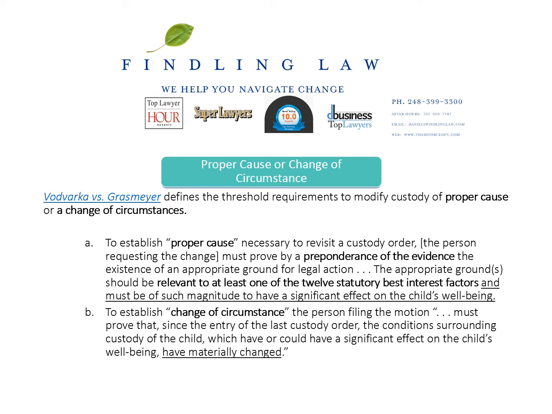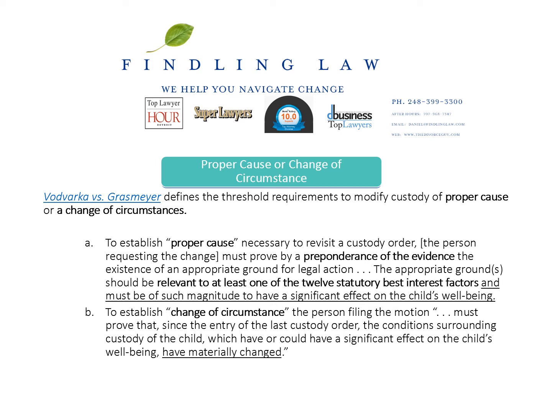Anything that has materially changed since the entry of the last order, that is significant and has an effect on the child, would be a proper change of circumstance. Now, unless you can show proper cause or change of circumstance, the judge will stop you right there and the motion will be denied. Now, with parenting time, it's a little easier.